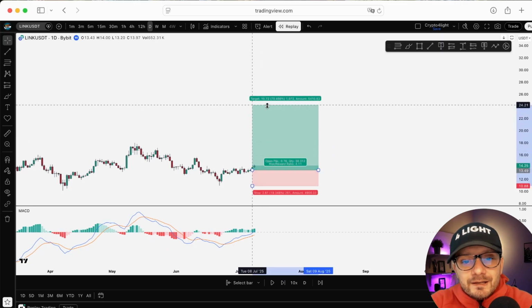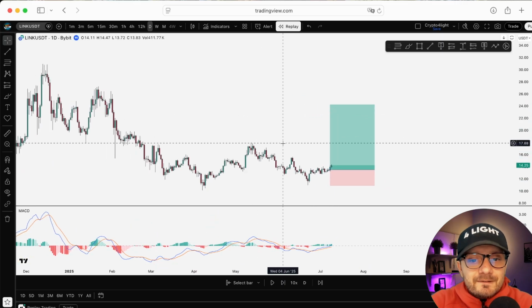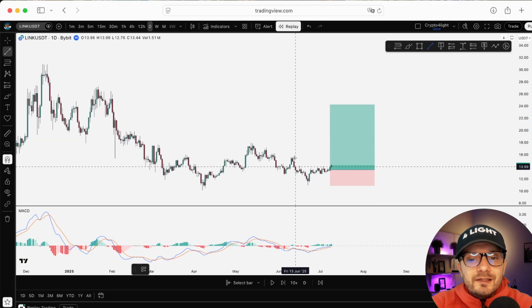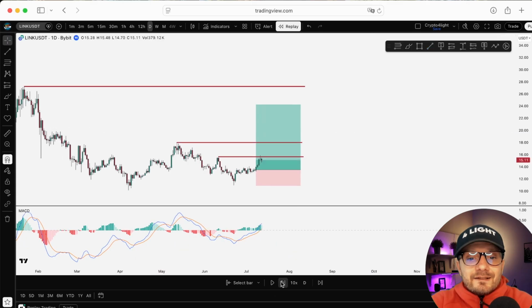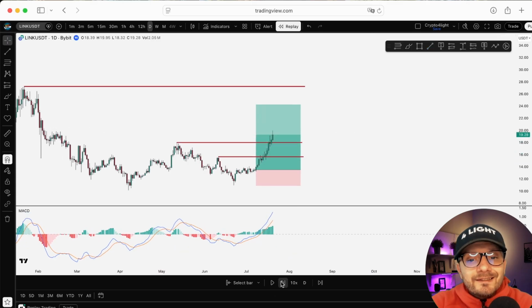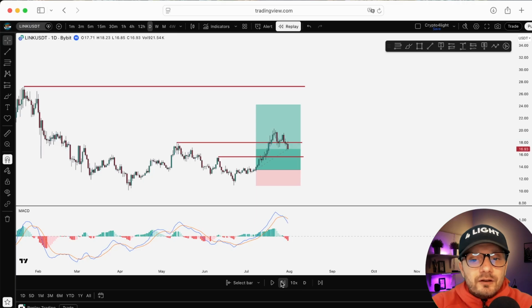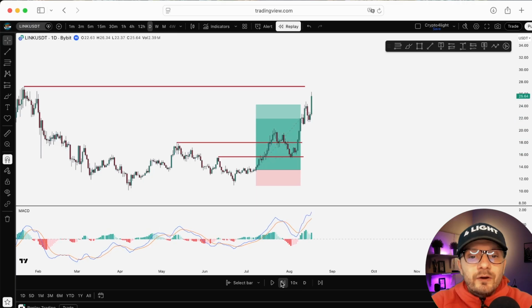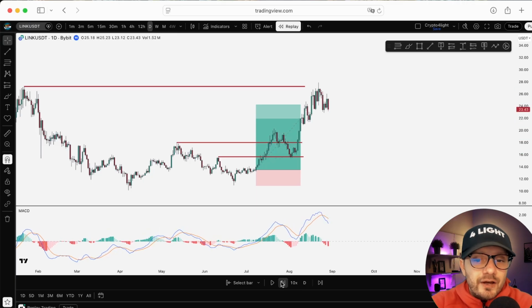Step number 3, place stop loss behind the nearest swing low or key level. And step number 4, exit. Simplest, take profit at the nearest strong level. Flexible, hold while the histogram grows, exit when MACD turns and crosses the signal the other way.